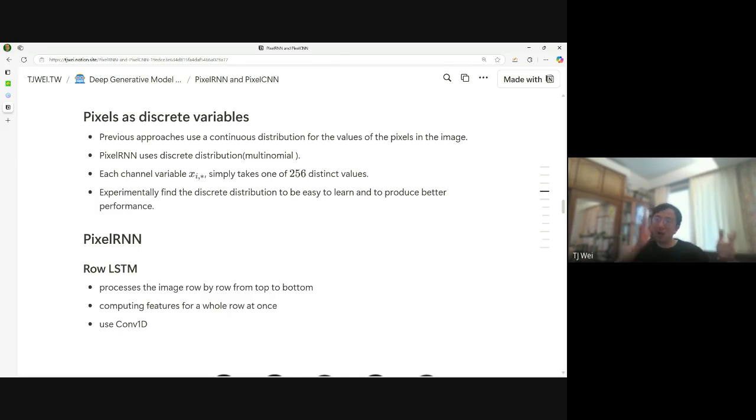But in general, in the original paper of pixel CNN and pixel RNN, they are dealing with raw images. So this is an interesting choice. The general rule is to use continuous variables. However, that is just a general rule.